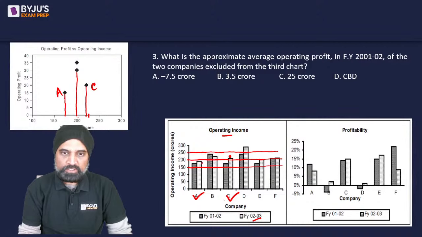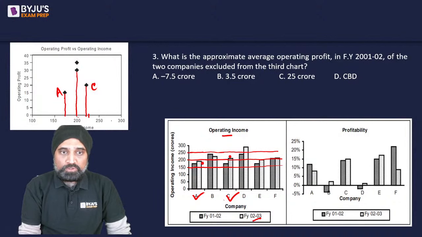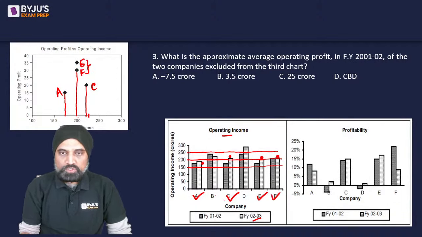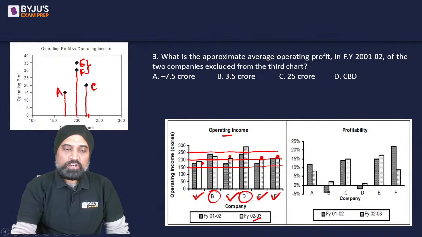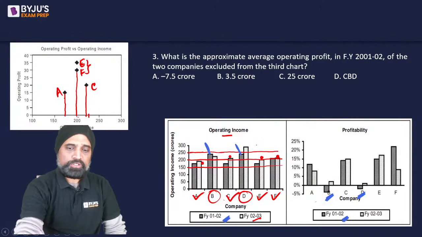These are the bars that we are looking at. Next, two companies which are close to 200. The next two companies are going to be E and F. Which one is E, which one is F, we don't know. So we will have B and D. Now, once we get B and D, fiscal year 2001, fiscal year 2002, we need to find out the profitability. They both are negative percentages with the bases being these. So our answer should be negative for sure, right?